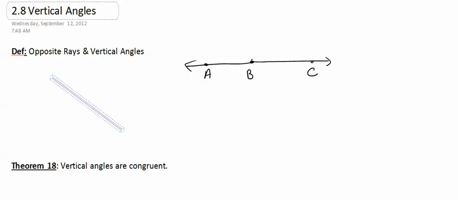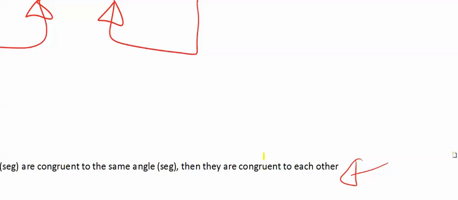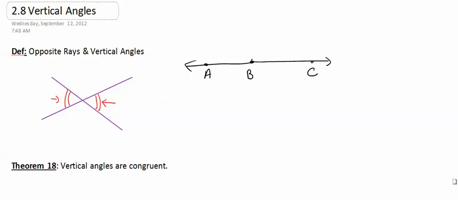Vertical angles come from lines or segments that cross, and they refer to the angles that are directly across from each other. So in this case, these right here would be vertical angles, as would those angles. Now, one theorem that some of you have already implied or guessed at is Theorem 18, that vertical angles are congruent.